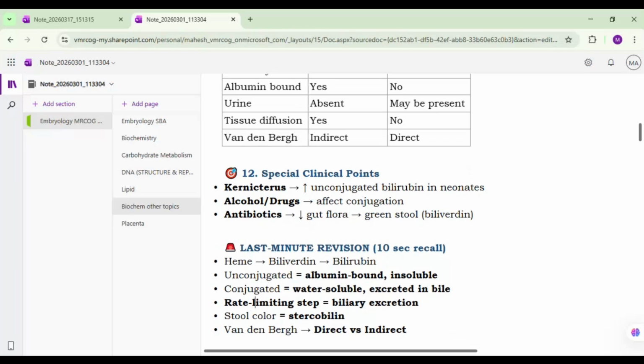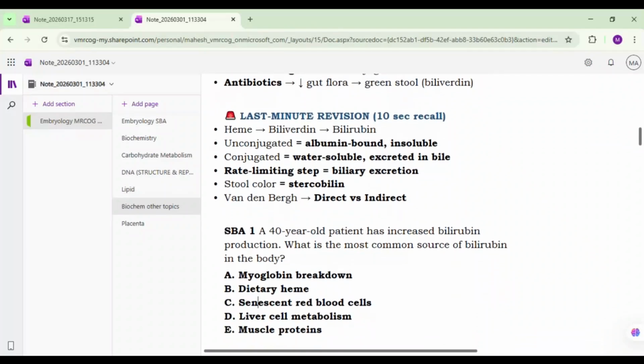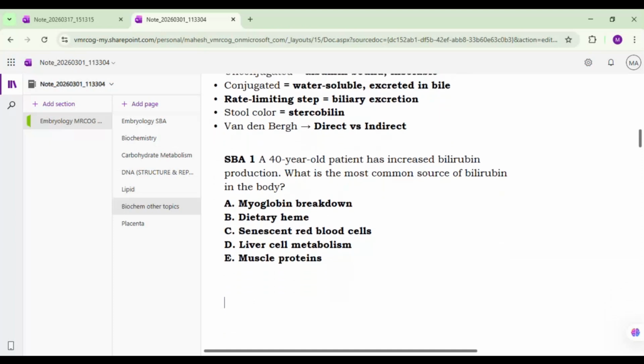Alcohol and drugs affect conjugation. Antibiotics will reduce the gut flora and may lead to green stool because of the biliverdin. Heme is converted into biliverdin and finally into bilirubin. Unconjugated bilirubin is albumin bound and insoluble, while conjugated bilirubin is water soluble, excreted in the bile. The rate limiting step is biliary excretion. Stool color is because of stercobilinogen or stercobilin, and the van den Bergh test is direct versus indirect: direct is positive for conjugated, indirect is positive for unconjugated. So that finishes bilirubin metabolism.